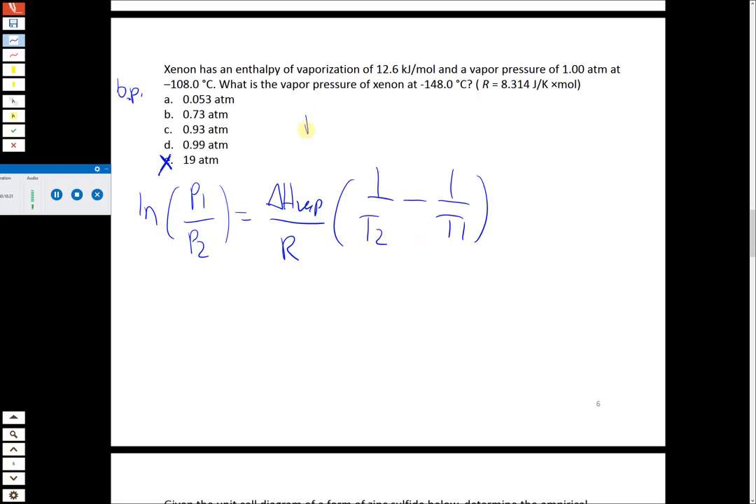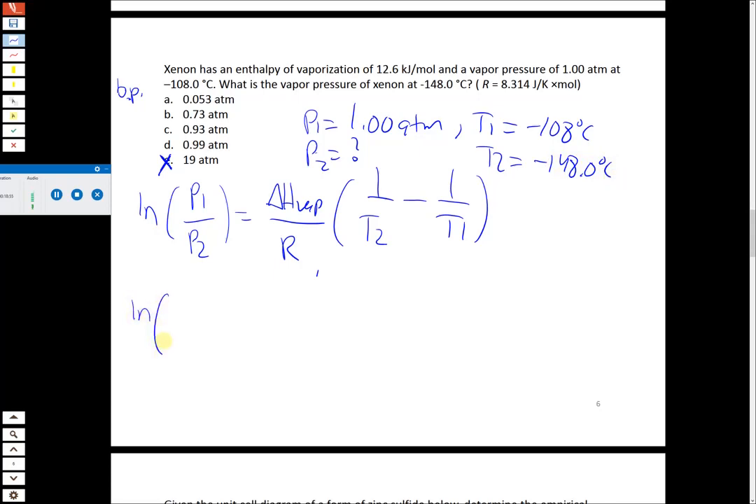So in this problem, we're going to call P1 1 atmosphere, which occurs at a temperature T1 of minus 108 Celsius. And then our P2 is what we're solving for, the final vapor pressure at the new temperature, and the final temperature is minus 148 Celsius. All right, so those are our temperatures and pressures we're dealing with, so we can start putting numbers here.